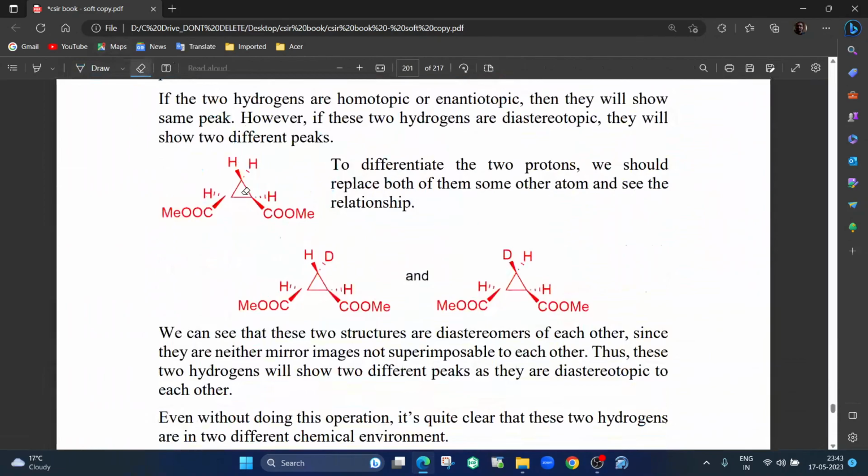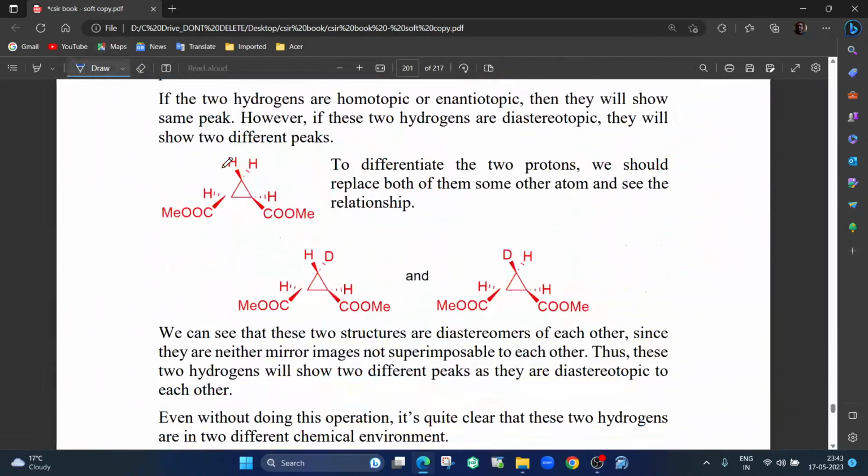We know that this is the answer, so A is the answer. Another way to look at it: check whether these two hydrogens are homotopic, enantiotopic, or diastereotopic. If the two hydrogens are homotopic, then they are identical and will give the same peak. If they are enantiotopic, then they will also show one, the same peak. It will not show two different peaks. But if they are diastereotopic, they will show two different peaks.